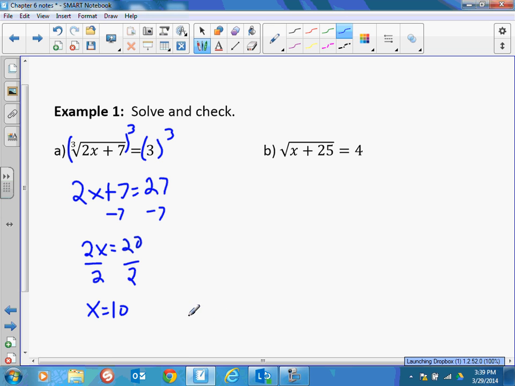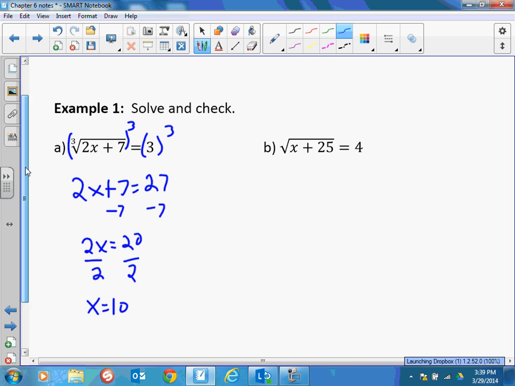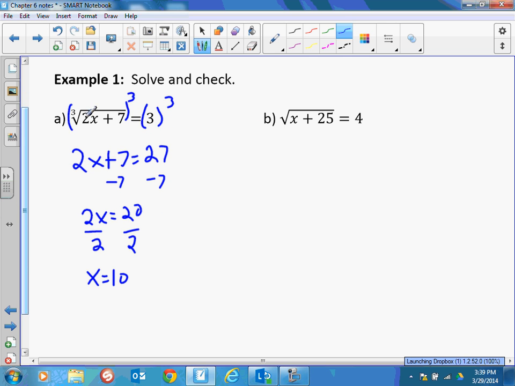If you want to check that, you plug 10 back in. 2 times 10 is 20. 20 plus 7 is 27. The cube root of 27 is 3. So it works, it checks out. You can do that handwritten, or you can just do that mentally in your head and check that.